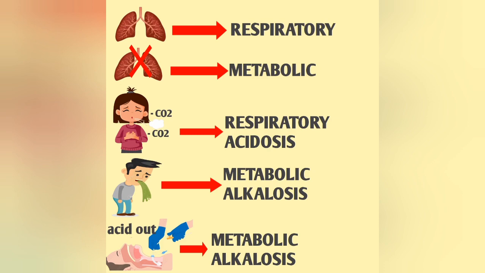First of all, read through the question again to determine which system is causing the imbalance. Check. If the cause of the problem is related to the lungs, then it will be respiratory. And if the cause of the problem is not related to the lungs, then it's metabolic. Okay then. To know if it's acidosis or alkalosis when related to the lungs, check if the patient is having rapid breathing or slow, difficult breathing.